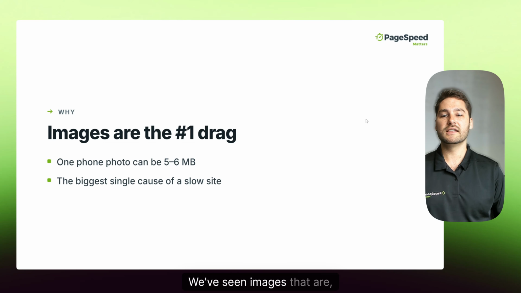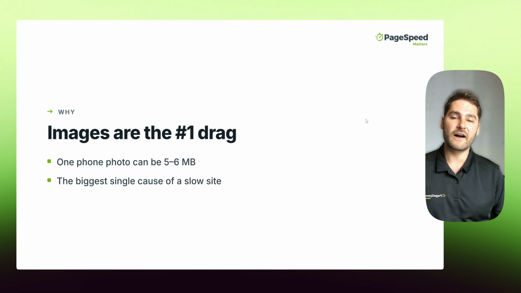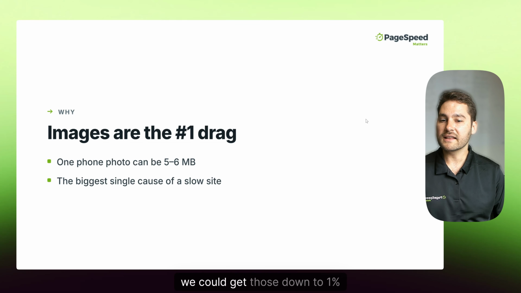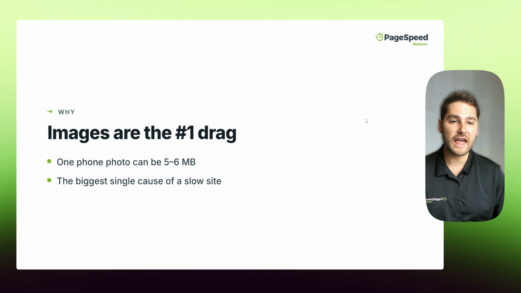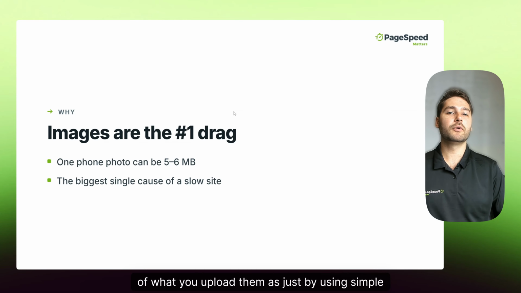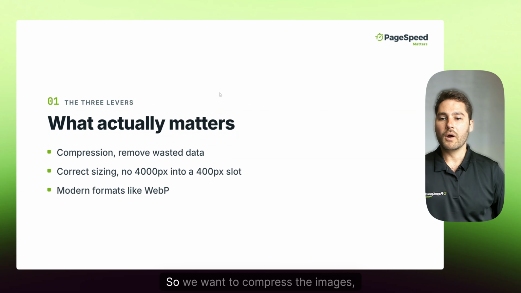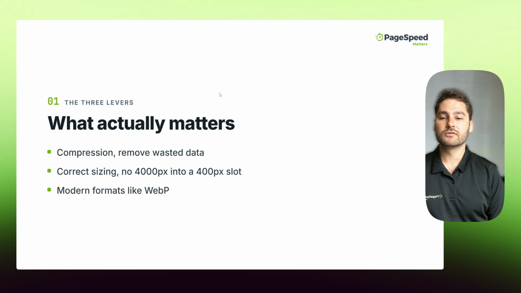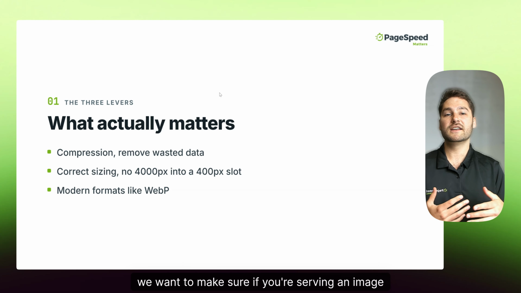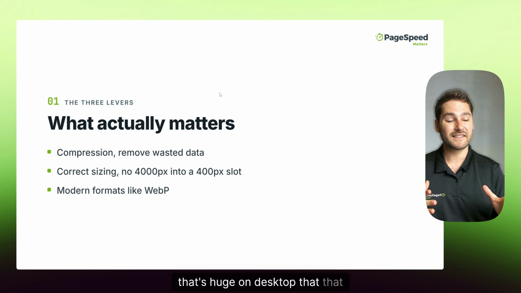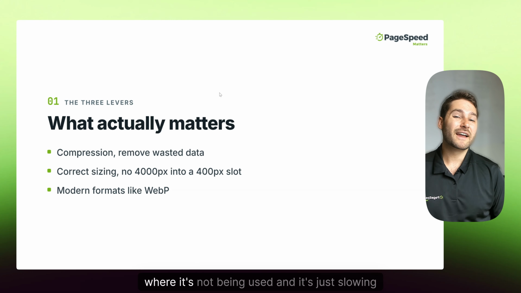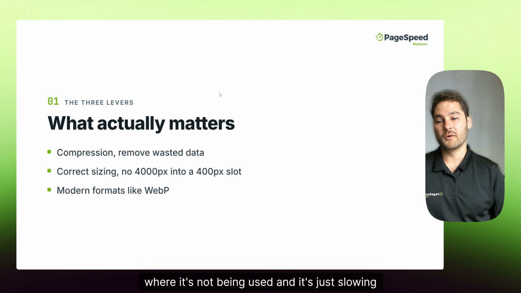We've seen images that are 5, 6, 10 megabytes. We could get those down to 1% of what you upload them as just by using simple tools to compress them. So we want to compress the images, remove all that wasted data. We want to make sure if you're serving an image that's huge on desktop, that huge size doesn't translate to a mobile phone where it's not being used and it's just slowing things down.